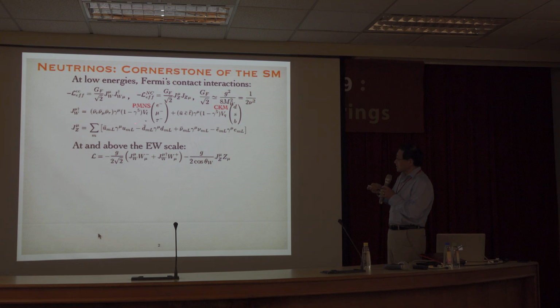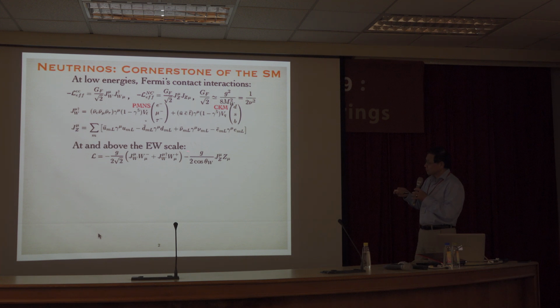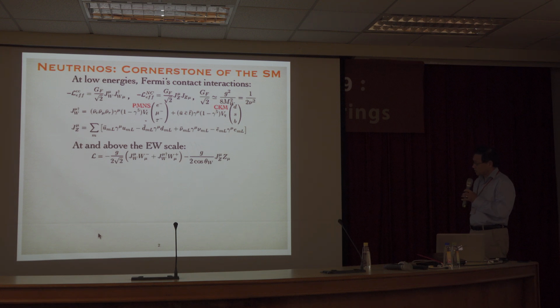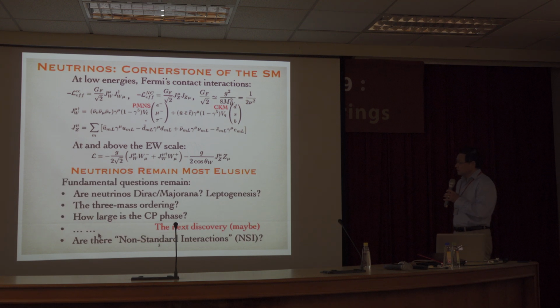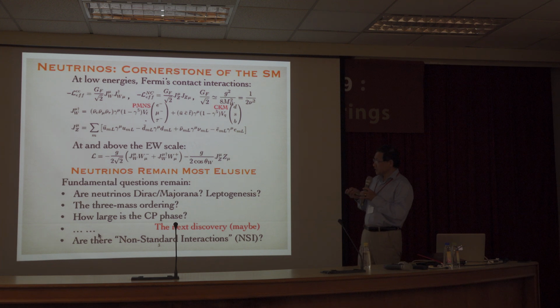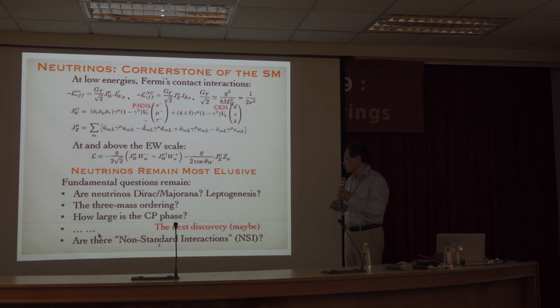Now, of course, above the electroweak scale or near the electroweak scale, this low energy approximation is invalid, and we have to include the propagating fields. That's how we introduce the direct couplings to the gauge particles, the W and the Z. So that's within the standard model. That's the picture. However, even as successful as the standard model is, neutrinos remain the most elusive.